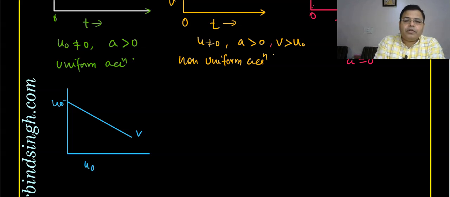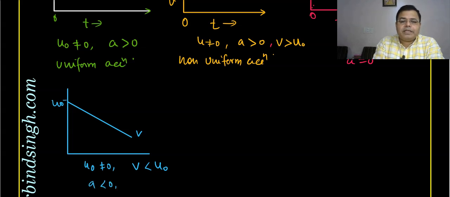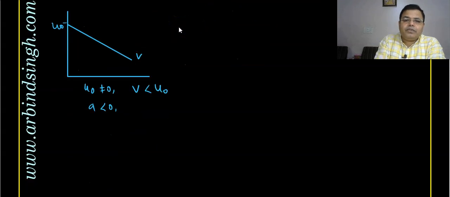You can write u naught is not equal to zero, and v is less than u naught, the initial velocity, and therefore acceleration is negative, less than zero. Because it is a straight line, that is called uniform retardation.